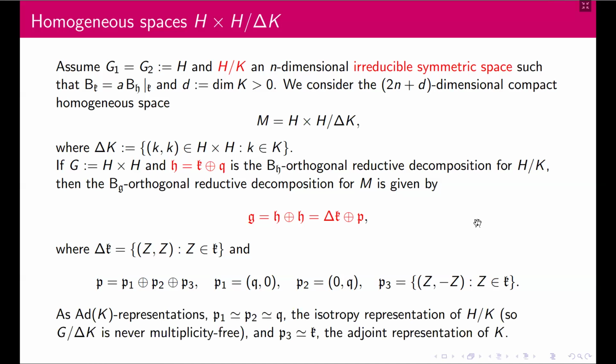As a K-invariant representation, P1 is equivalent to P2, equivalent to the isotropic representation of H over K. So we have that M is never multiplicity free in this case. And P3 is the adjoint representation of K. It's equivalent to the adjoint representation of K.